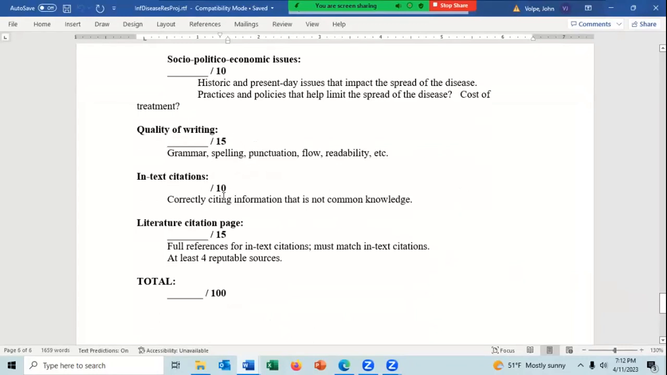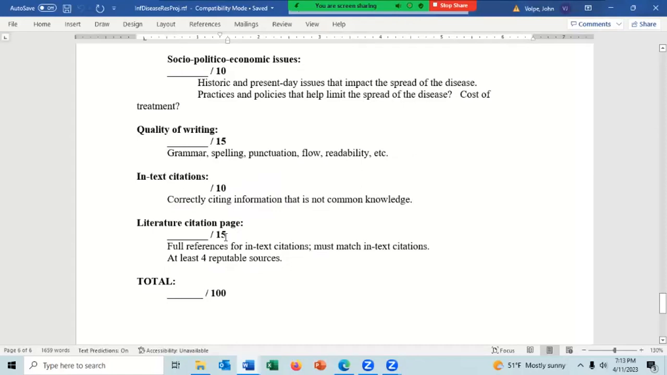In-text citations, correctly citing information that is not common knowledge. If you state things that I do not know, and I know a lot more than a lot of the general public for a lot of these diseases, if you state something that I don't know and you don't have an in-text citation, I'm going to know about it. And if you do that more than just a couple of times, you're going to get a penalty. Okay, so you do need to back up your statements. And then if your format is incorrect, you will also get penalties.